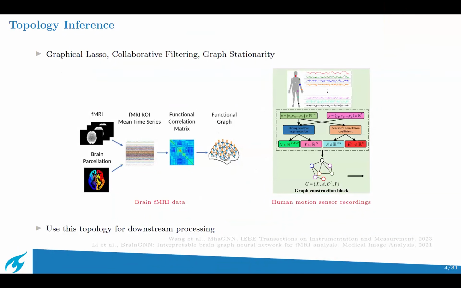Another thing you might do with the covariance matrix is topology inference. We saw something before where you look at the covariance of the data and you want to exploit that information to learn a graph. Once you have the graph, you can use it for downstream signal processing. There are many approaches in the literature that do this in two steps: you first estimate the graph, and then you use it for whatever you want to do next.